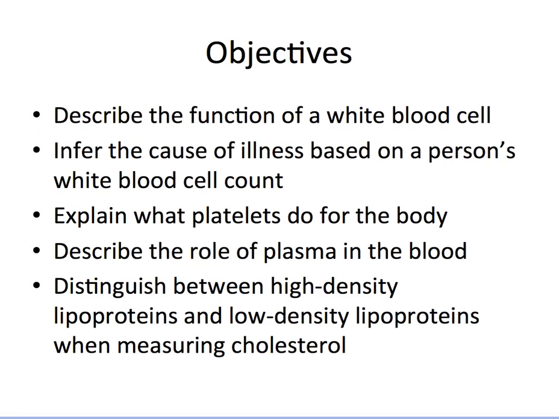For starters, you're going to be able to describe the function of a white blood cell. We'll give it a name, we'll describe its function. You'll be able to infer the cause of illness based on our white blood cell count. We'll talk about what platelets do for the body, describe the role of plasma in the blood, and then we'll look at high-density lipoproteins and low-density lipoproteins when we talk about cholesterol. So let's get started.